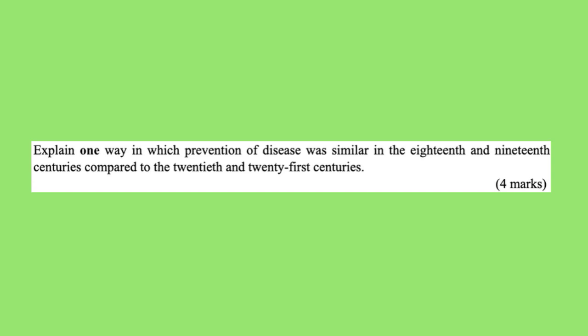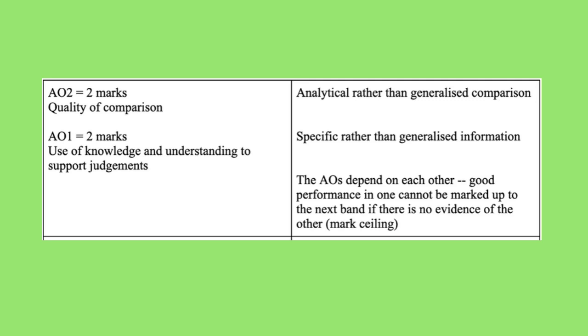Explain one way in which prevention of disease was similar in the 18th and 19th centuries compared to the 20th and 21st centuries. 4 marks. Here's the mark scheme for this question, which you can find out about in more detail in our overview video.